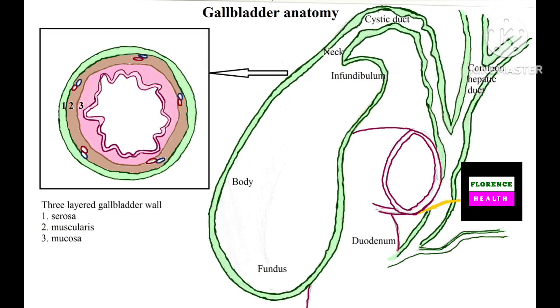The gallbladder wall has three layers. The outer one is serosa, the middle one is muscular layer, and the inner one is mucosal layer. These three layers are distinct, that means clearly visible on ultrasound in inflammatory conditions like acute inflammation and certain non-inflammatory conditions as I have mentioned. Let's discuss whether it is due to inflammatory or non-inflammatory conditions.